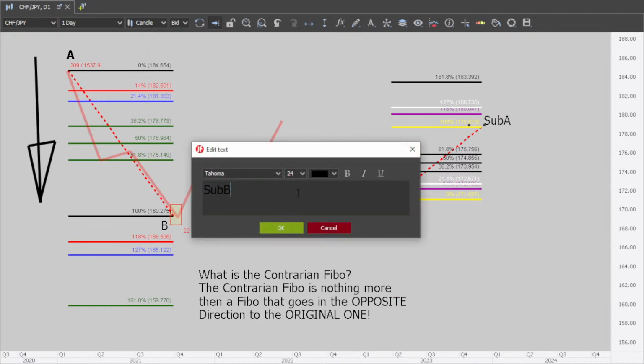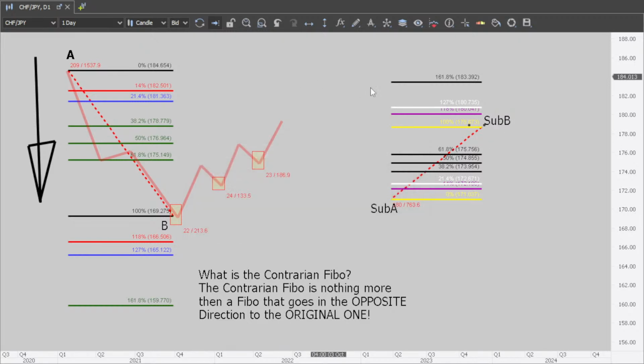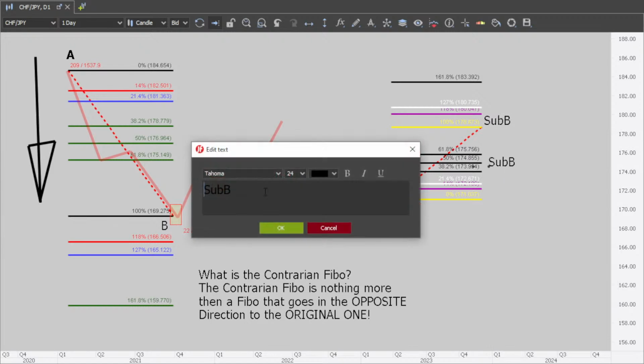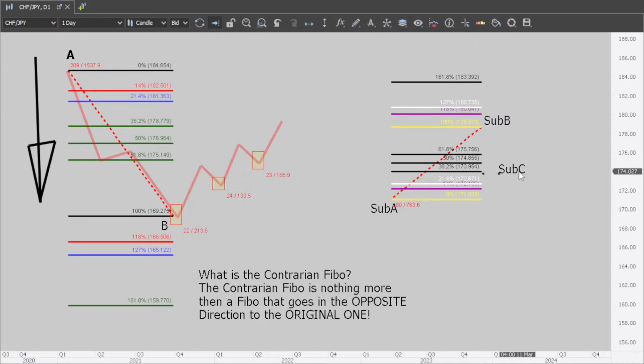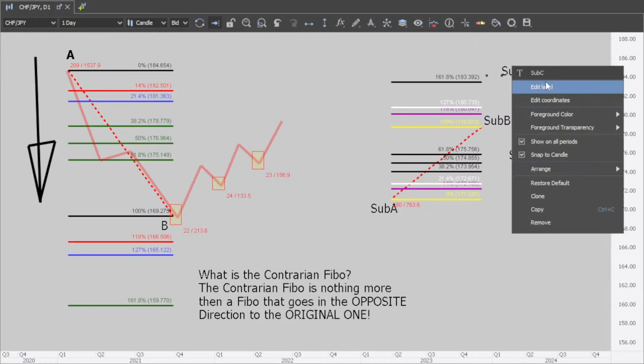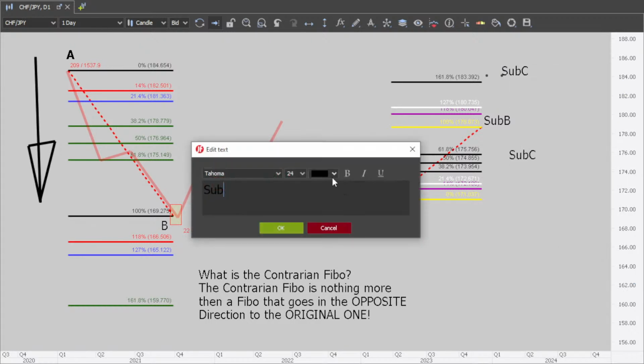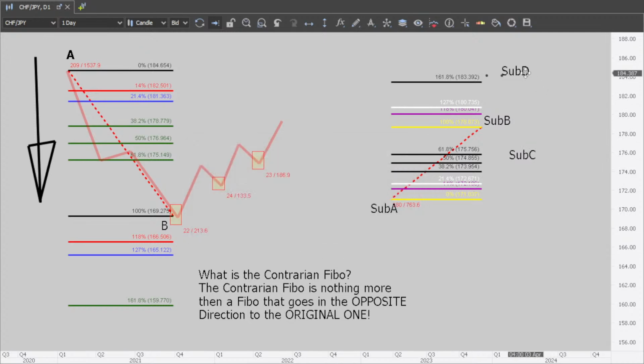I'm going to have the sub B, and somewhere in between I'm going to have the sub C, with the same rules of how the Fibonacci sequence works, with the same rules of how retracement and extension work. And of course, up in here somewhere I'm going to have the sub D extension. Yes, there is no right or wrong. You can call it 1, 2, 3, 4, or sub A, sub B, sub C, sub D.